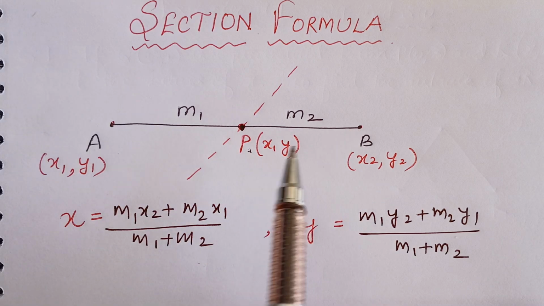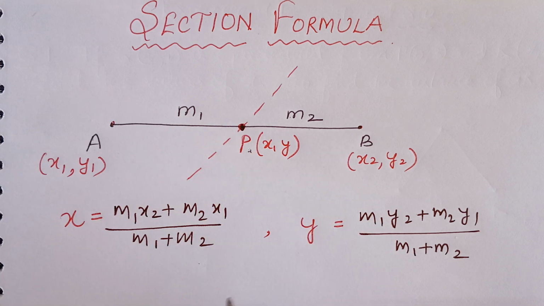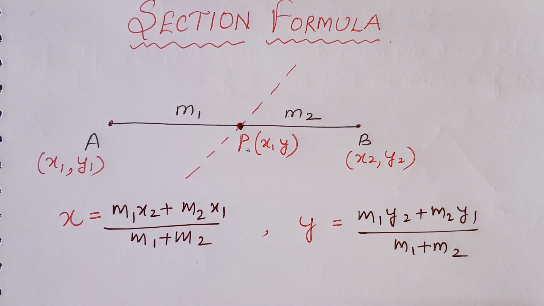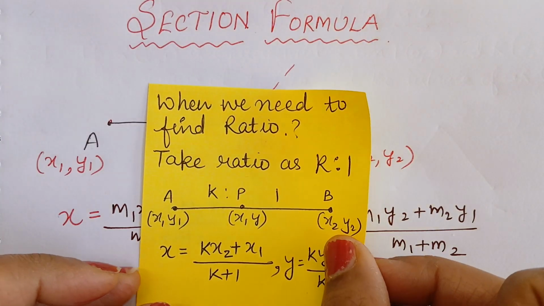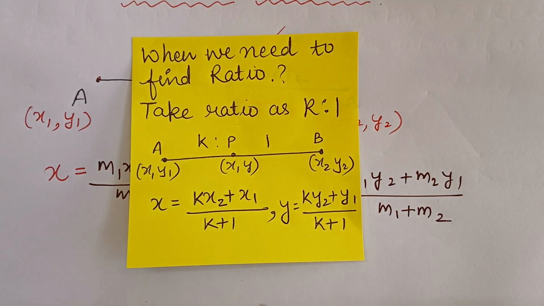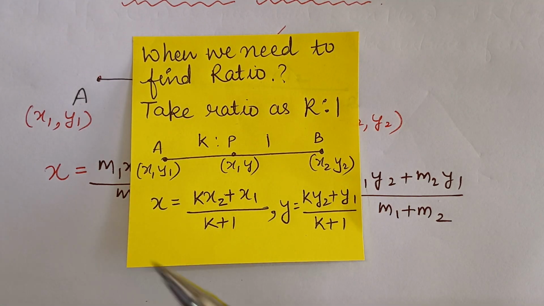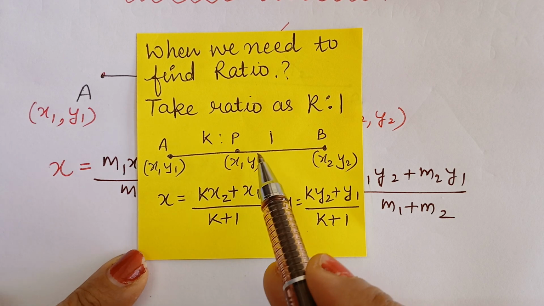Suppose 5 centimeter, here we have taken 4 parts and here 1. Then the ratio will be 4 is to 1. So here which kind of questions have been asked? First, if the ratio is not given to us, in that case they will give the coordinates of this point P. They will give the value for this.